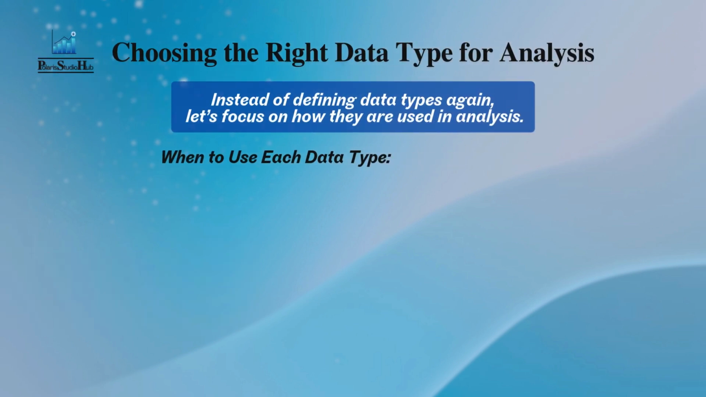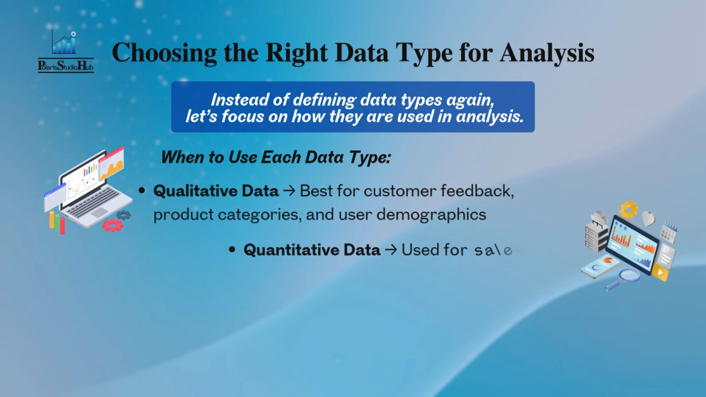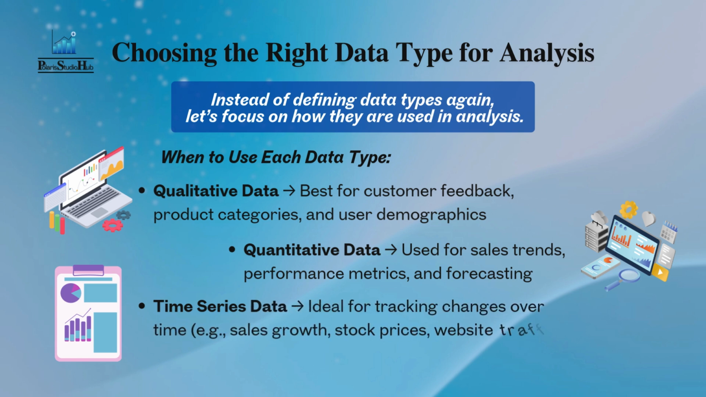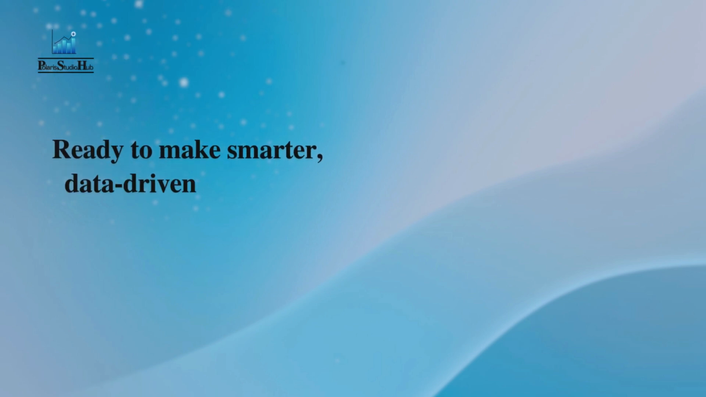So, how do you know which type of data to use? Qualitative data helps categorize things like customer demographics and product types. Quantitative data helps measure things like revenue, expenses, and employee performance. Time series data is best for tracking changes over time, like financial trends or market behavior. Knowing your data type ensures accurate analysis and better decision making. Now that you know the key data types, you're ready to use them effectively in Power BI.